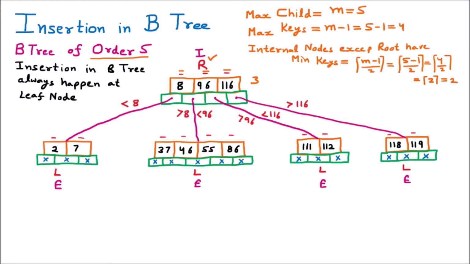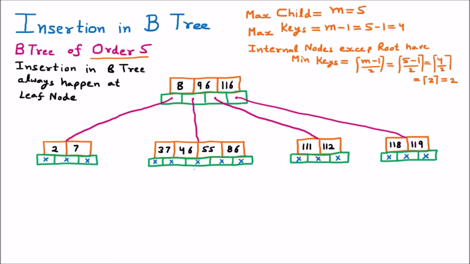Now we are going to insert a node into the B tree. So in this tree, first of all, the insert we are going to perform, and the element we are taking is 4. So we want to insert the 4 here.